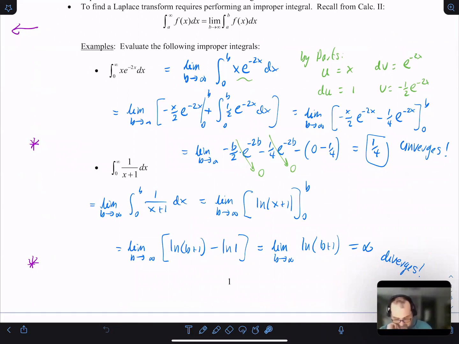Evaluate the following improper integrals. So here is just a Calc 2 improper integral. This is not a Laplace transform per se, but let's just see how this works. So the first thing we have to do is set this up as a limit, and it should always be set up as a limit.